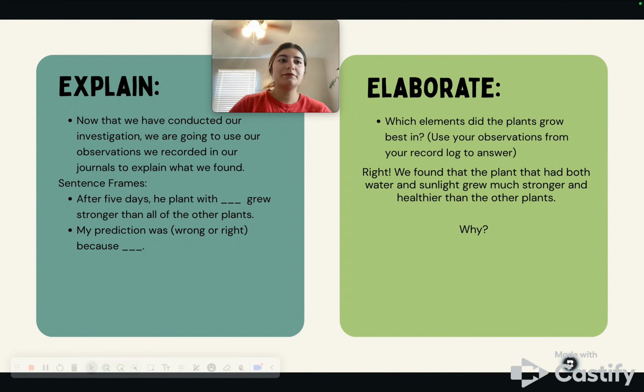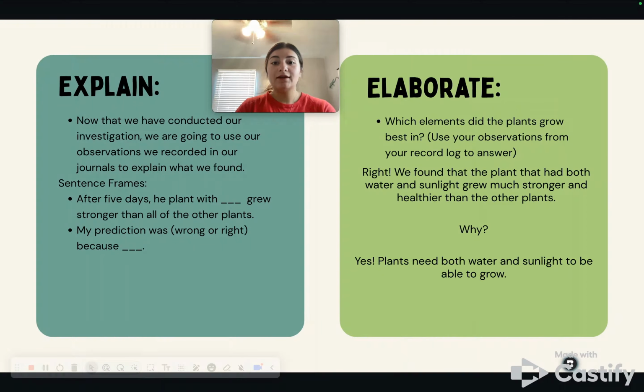All right, let's hear from some people in class. Why did all of our plants that had a lot of water and a lot of sun grow better than the other plants? Yes, because plants need both water and sunlight to be able to grow.